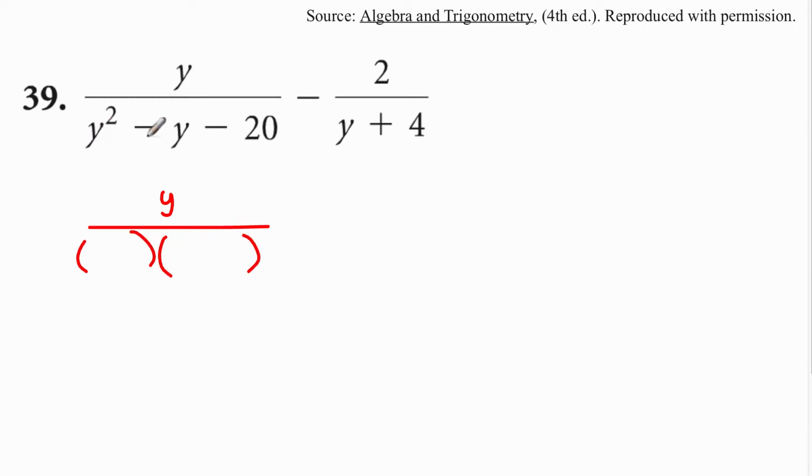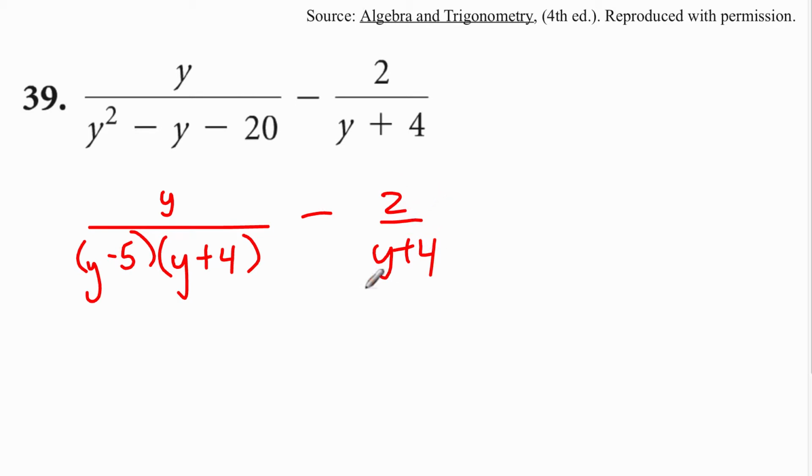It's a trinomial, so I'm thinking two brackets like that, a y and a y. Two things that multiply to negative 20 and add to negative 1. Probably a negative 5 and a positive 4. Just check that y squared plus 4 minus 5 would give me a minus 1y. Minus 5 times 4 is minus 20, that's right. So it's y minus 5 times y plus 4.